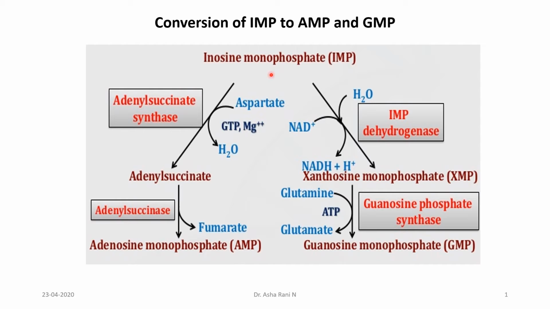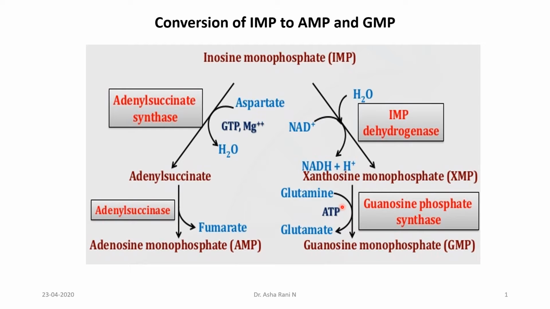Now we will see how IMP can be converted into GMP. So IMP undergoes NAD dependent dehydrogenation to form XMP, that is xanthosine monophosphate. The enzyme which catalyzes this reaction is NAD dependent IMP dehydrogenase. Now the glutamine transfers amide nitrogen to XMP to produce GMP. The enzyme which catalyzes this reaction is guanosine phosphate synthase, which requires ATP.